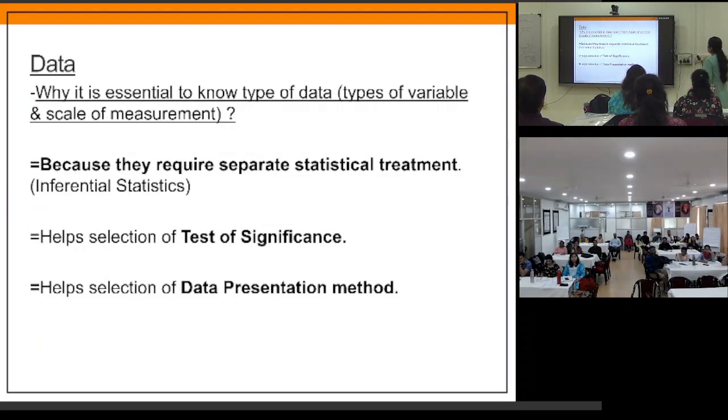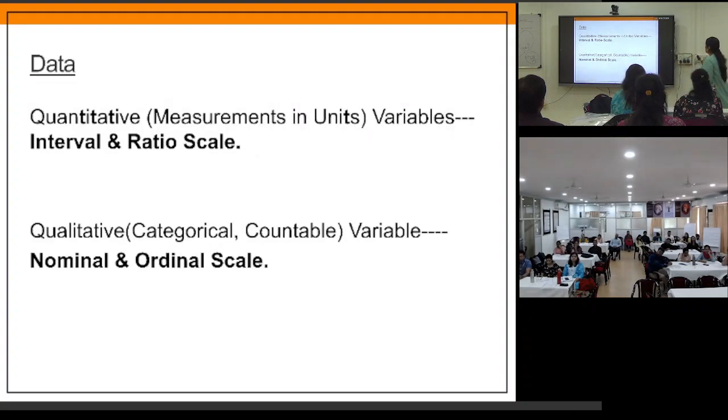Okay. Now why is it important to know the type of data or the type of variable and the scale of measurement? Why is it important? Because they require a particular test. If TTT units are coming, then it has to be given the T test. Inferential statistics. Again the same, it helps selection of the test of significance. Okay. It helps selection of the data presentation method, which method you will choose also.